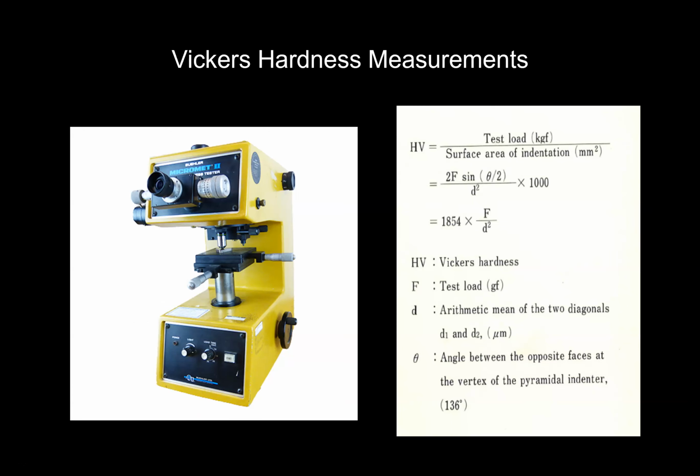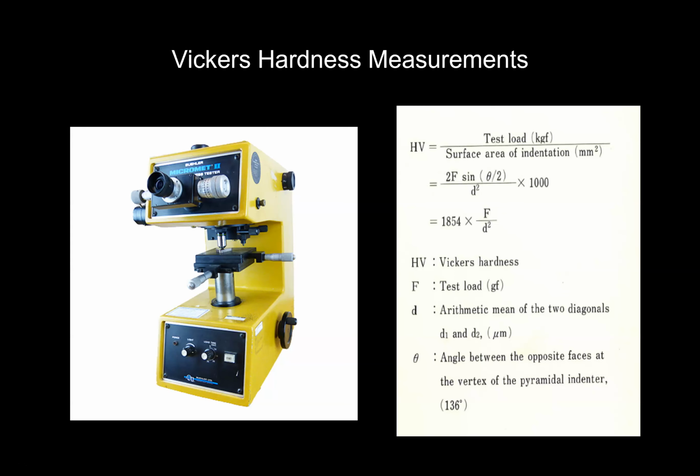Before I move to the Rockwell hardness, I want to say that the Vickers hardness tester is actually very small in size. This is an instrument that you can really have on a table in your lab, about the size of an optical microscope. This will show, for instance, how you convert your load in kilogram force and measured surface area in millimeter square to Vickers hardness.